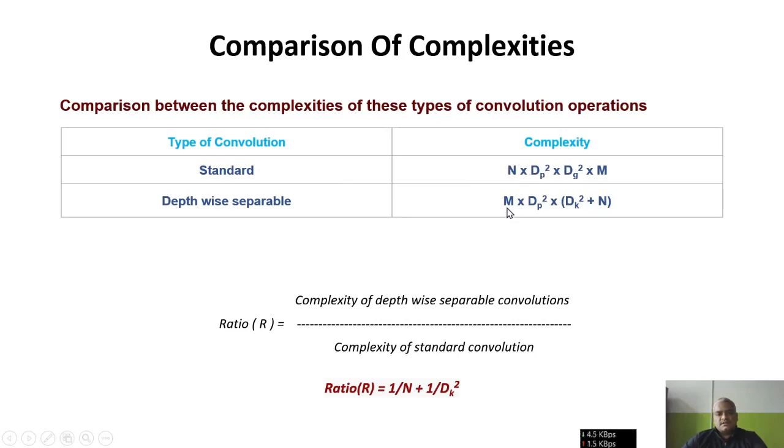Now the depth-wise separable convolutions have M times Dp square times Dk square plus N. Here, after taking the ratio, we get the total ratio in the complexity, that is, total complexity of depth-wise separable convolution divided by complexity of standard convolution. So we are comparing it to the standard convolution, to see how much greater or smaller it is. So the ratio becomes 1 by N plus 1 by Dk square. This is the simplification of this ratio.